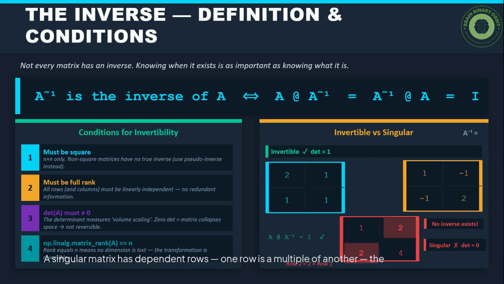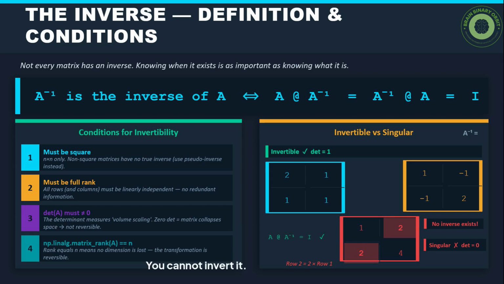A singular matrix has dependent rows. One row is a multiple of another. The determinant is zero and the transformation collapses space, making it irreversible. The matrix [1, 2; 2, 4] is singular. Row 2 is 2 times row 1. You cannot invert it. Let us solve a real system.